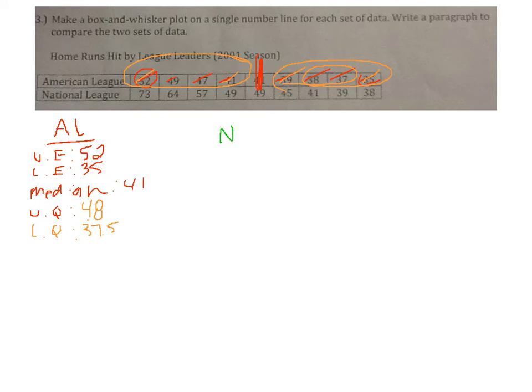Now for the NL, the upper extreme is 73. The lower extreme is 38. The median, if we work our way from lowest to highest, cross those off, turns out to be here at 49.